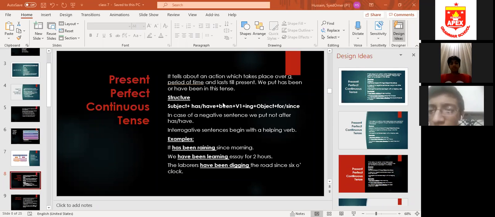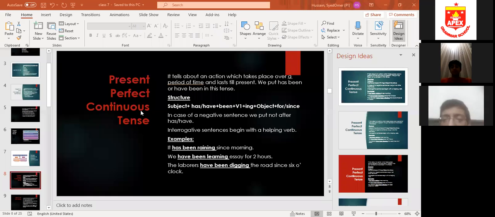Basically, this was just a formula which I am telling you so that you should remember and you shouldn't be confused between present continuous and present perfect continuous. There is a difference. When a sentence involves a time period, we use perfect continuous. And when it does not involve a time period, when we do not know since when the action is happening, then we use continuous. I'll give you two examples.